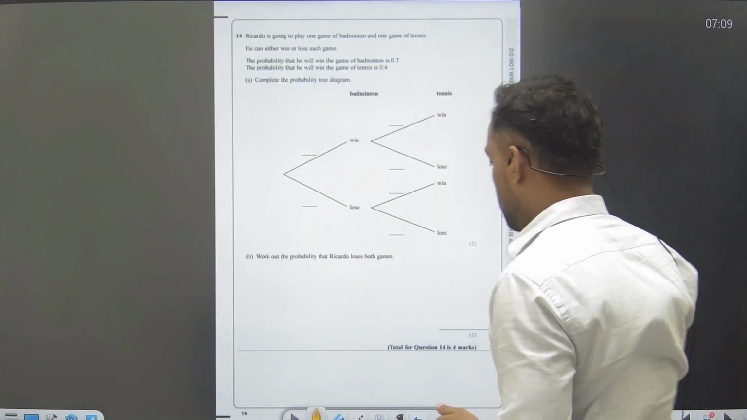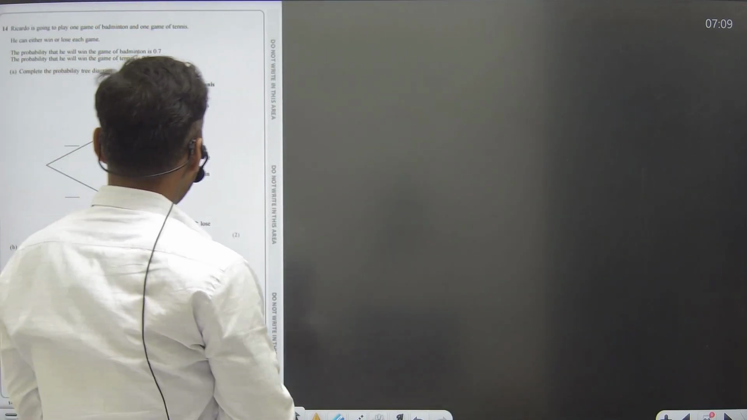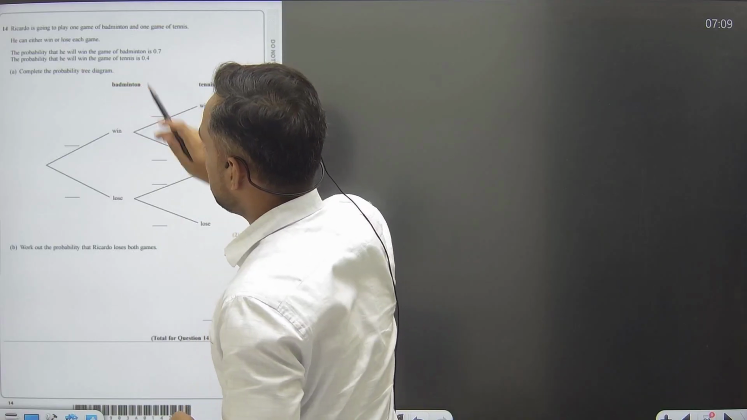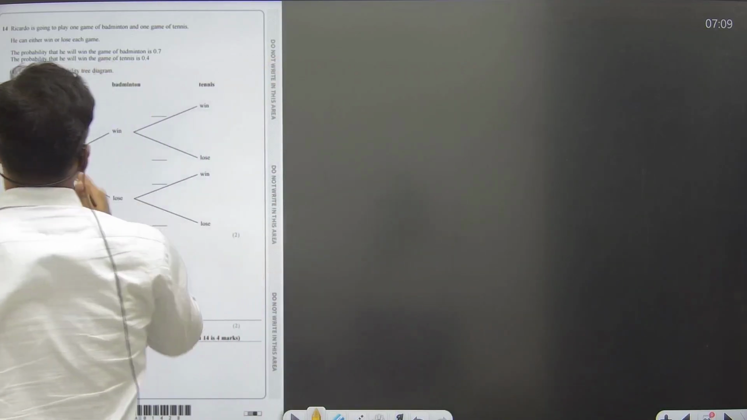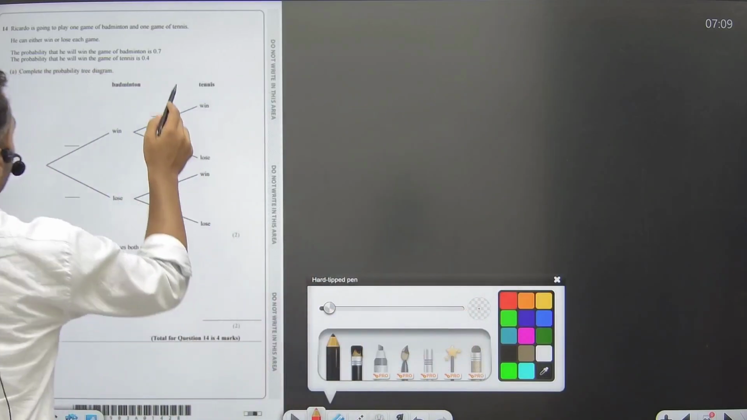Now let's move to the next question. It's very easy. Ricardo is going to play one game of badminton and one game of tennis. He can either win or lose each game. The probability that he will win the game of badminton is 0.7. The probability that he will win the game of tennis is 0.4. Now let's see, students.